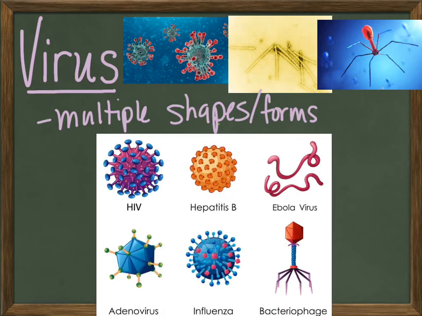And you can see HIV, hepatitis B, the Ebola virus, that one will kill you, adenovirus, which tends to cause diarrhea in children, influenza virus, and again, those bacteriophages, viruses that actually attack bacteria.